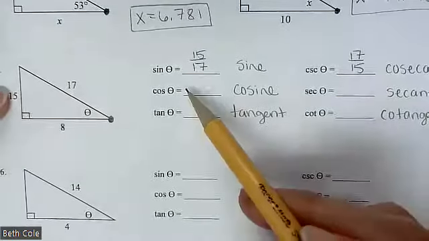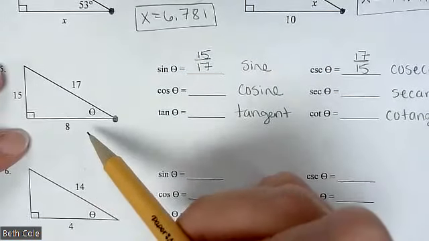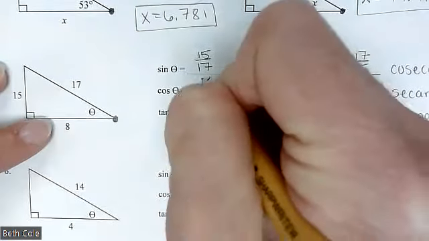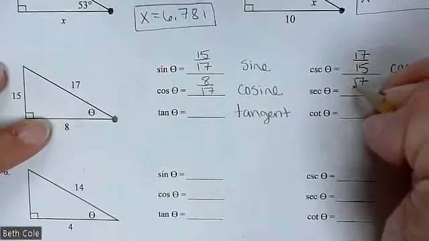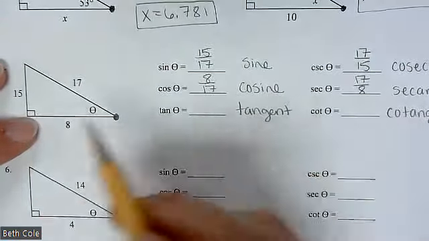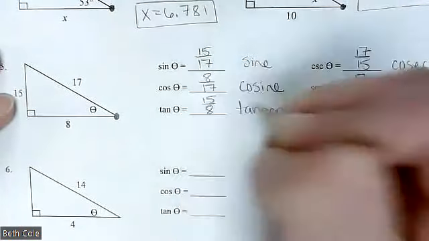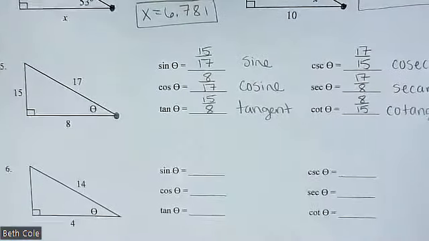All right. Cosine is what over what? Good. That would be 8 over 17. So secant is 17 over 8. And then tangent is opposite over adjacent. That would be 15 over 8. So cotangent, 8 over 15.